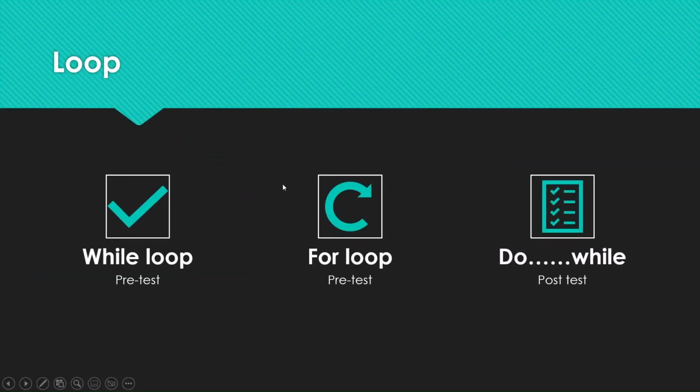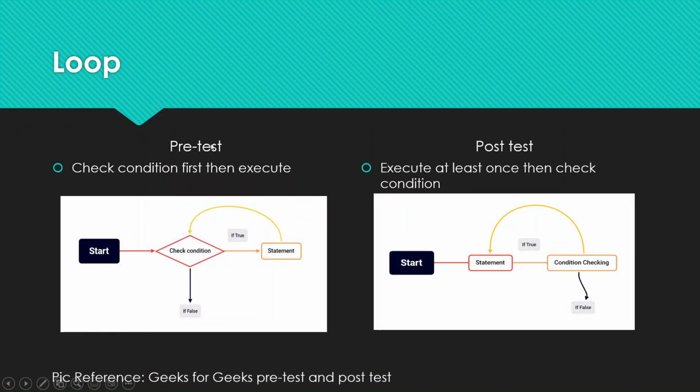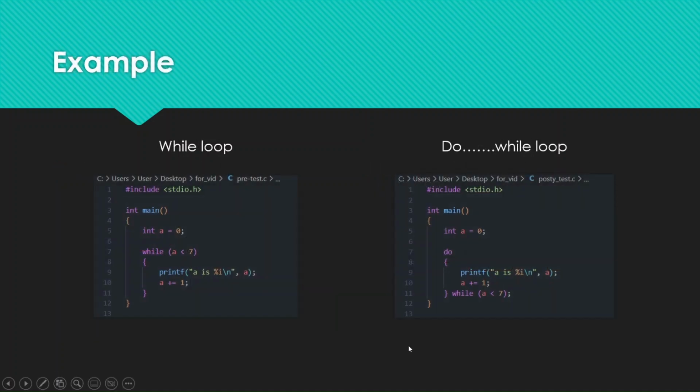We have three ways to use loops, which are while loop, for loop, and do while loop. But before that, we have to look at these two, pre-test and post-test. Pre-test is the while loop and the for loop. So it checks the condition first and then executes the program, as you can see here. And for post-test, it executes at least once and then checks the condition. So this is the do while loop. And I referenced it from GeeksforGeeks. If you want to look it up, just look it up there.